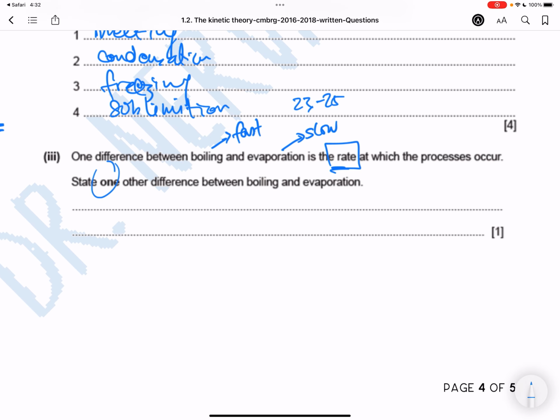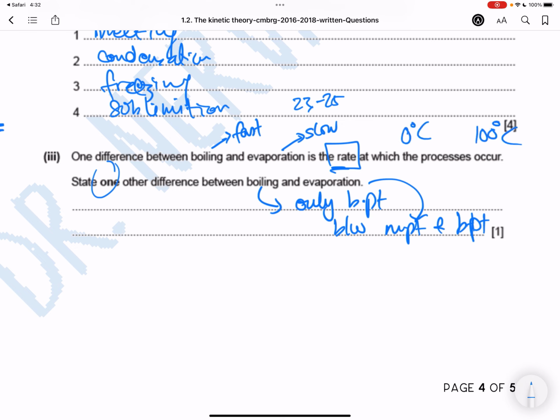Now, another difference between boiling and evaporation is that boiling happens only at the boiling point. However, evaporation happens at any temperature between the melting point and boiling point. So for example, water melts at 0, boils at 100. Water can evaporate anywhere between 1 degree C and 99 degrees C. At 2 degrees, at 3 degrees, at 25, at 65, at 71, at 98, evaporation is happening. But boiling only happens at 100. If it's not 100, it is not boiling. It's evaporating. Okay? So that's one difference.